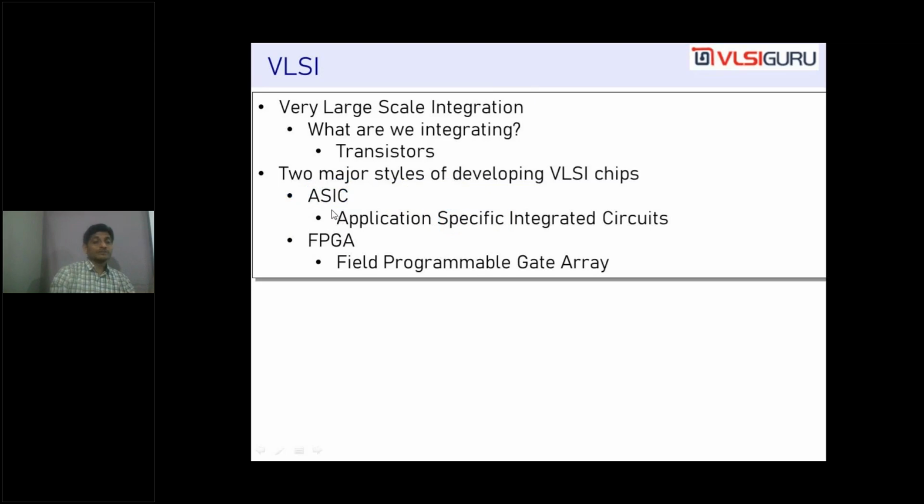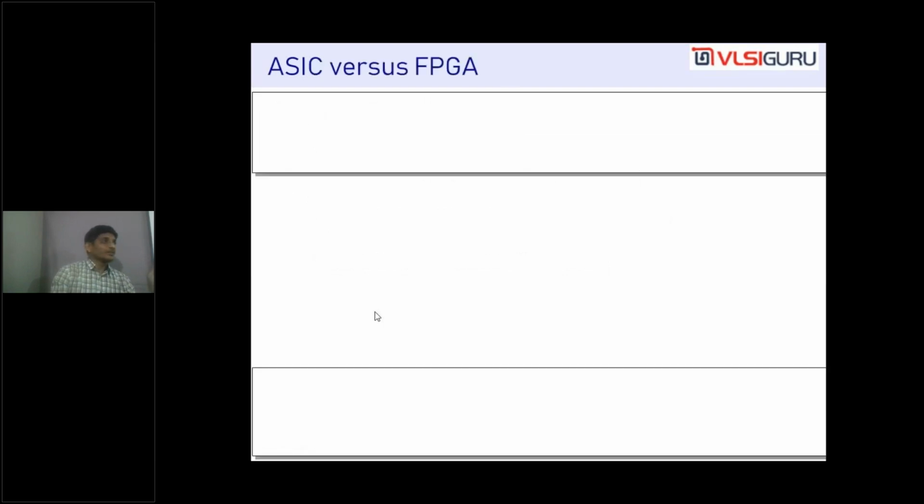Now the question comes, why do people work more in ASIC? Why do people work less in FPGA? Generally, 80 to 85% of work happens in ASIC. Around 15 to 20% of work happens in FPGA. Let's try to understand the difference between ASIC and FPGA in terms of cost.